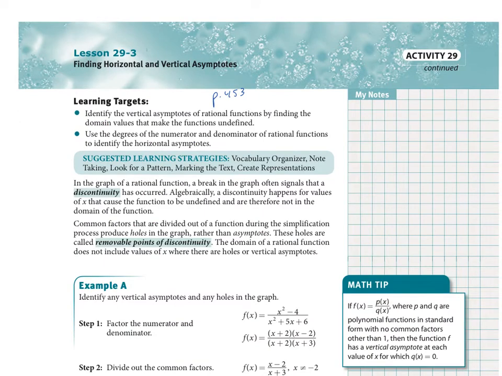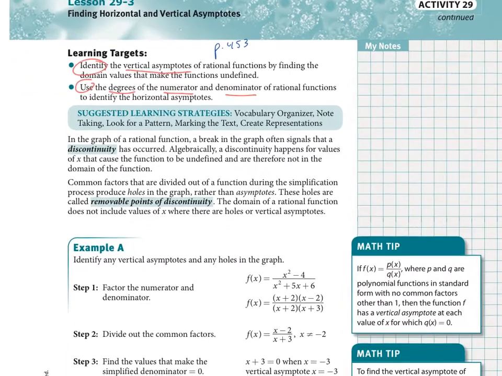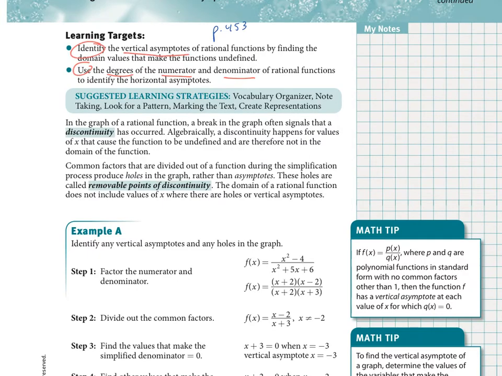Okay, so we're starting on page 453. Again, it's lesson 29-3, finding horizontal and vertical asymptotes. We're going to be able to identify these vertical asymptotes by finding the domain values where they're undefined, and we're going to use degrees of the numerator and denominator of rational functions. So we're going to be relying on our prerequisite skills of factoring from what we did on our last fluency test right before spring break to kind of help us here. So I'm excited to build off of the stuff we've already done.